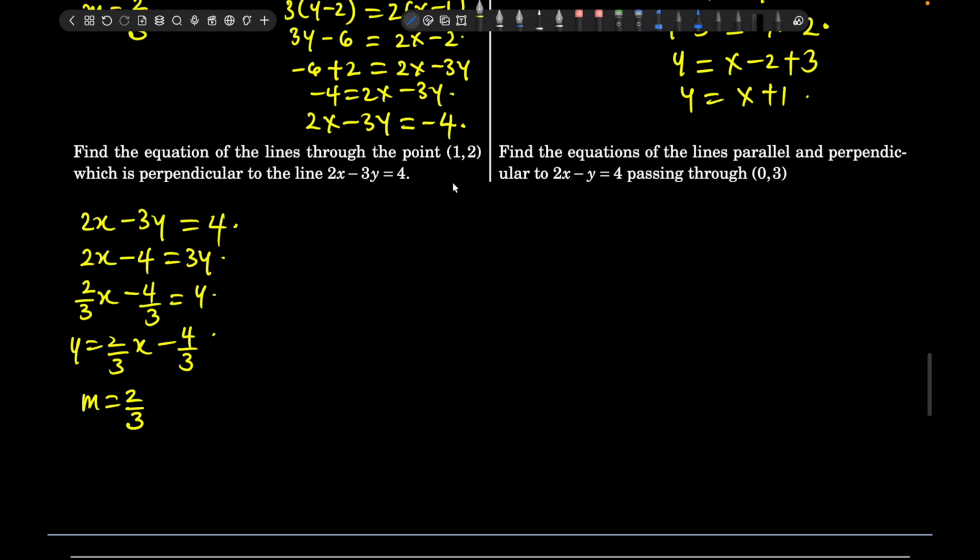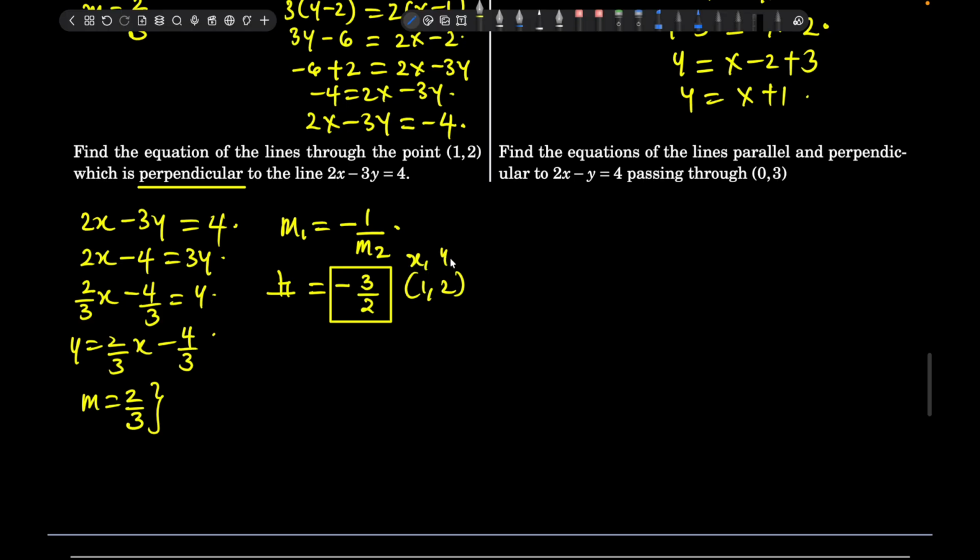Now we are not going to use m, because the question says it is perpendicular. And if it is perpendicular, m1 must be equal to minus 1 over m2. So don't stress yourself if it is a fraction. The slope you are going to use, the perpendicular slope, is the inverse, so it will be minus 3 over 2. That's the idea. I don't want to complicate the issue for you. Minus 3 over 2 is what you will use with 1,2.